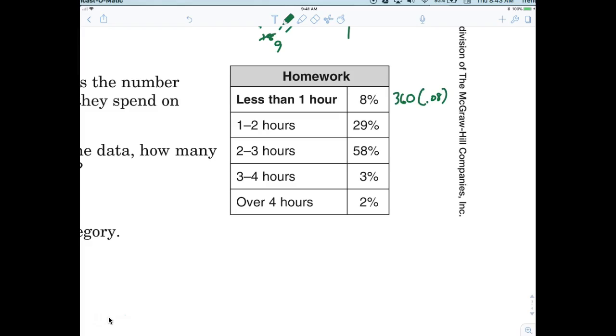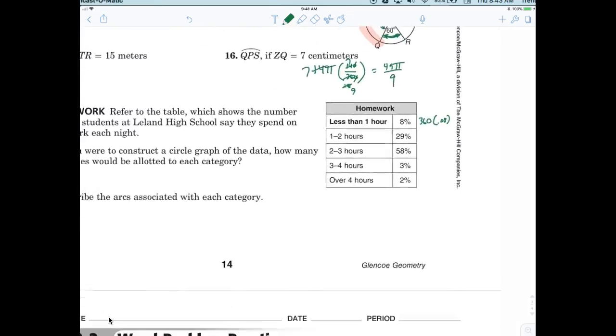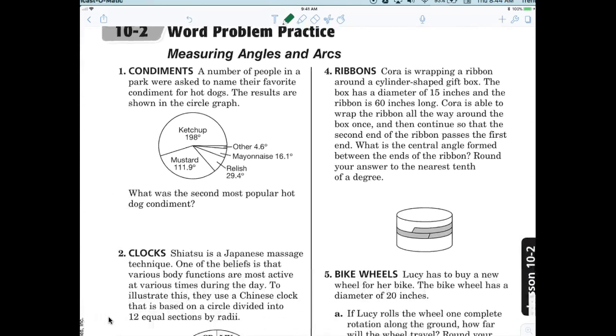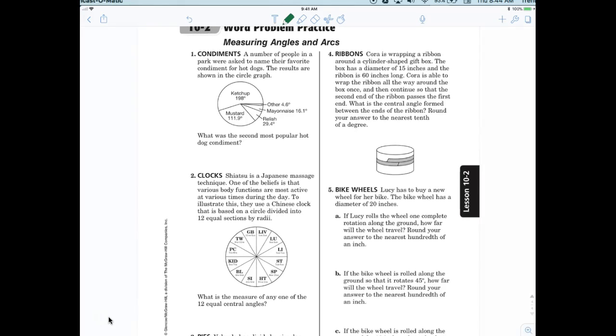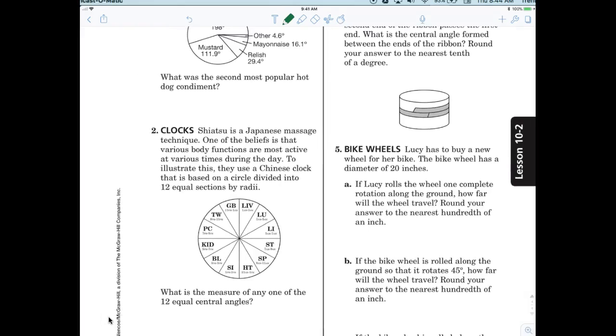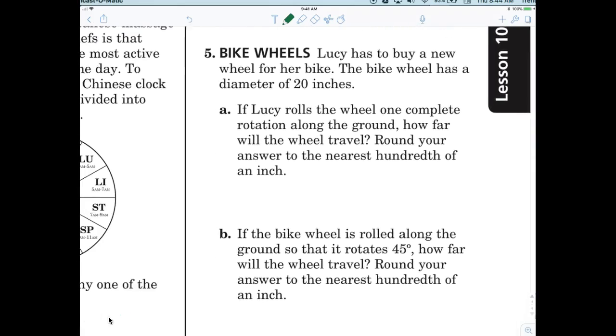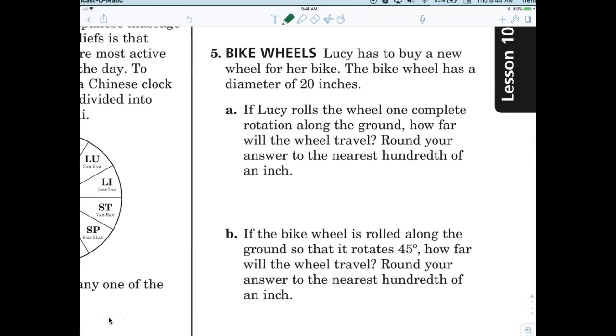No. Okay. So now let's take a look at the word problems. Those are important. All right, which one do you want me to take a look at? All right, let's look at 5. Lucy has to buy a new wheel for her bike. The bike wheel has a diameter of 20 inches. If Lucy rolls the wheel one complete rotation along the ground, how far will the wheel travel?